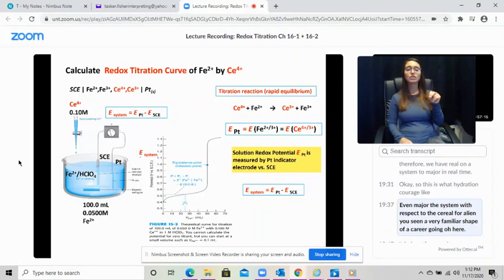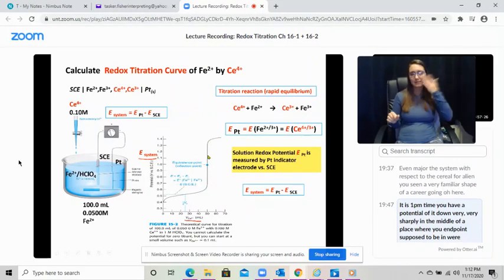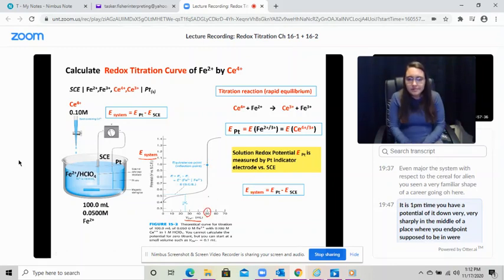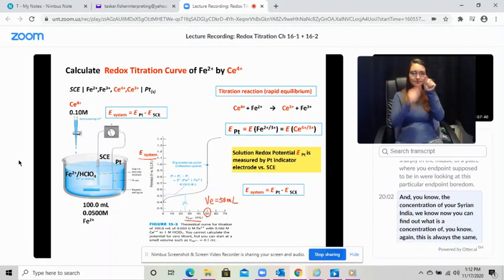If we measure the E system with respect to the cerium 4 titrant, you see a very familiar shape of a curve going on here. There's one period of time where the potential goes up very, very sharply, and in the middle of this is where your endpoint is supposed to be. We're looking at this particular endpoint volume, and if you know the concentration of your cerium, indeed we know, then you can find out the concentration of your unknown.